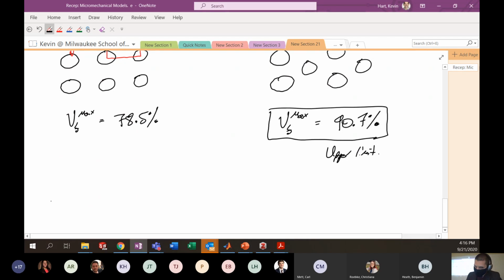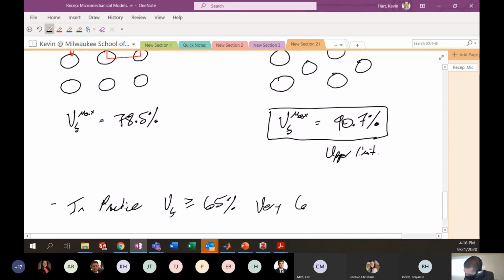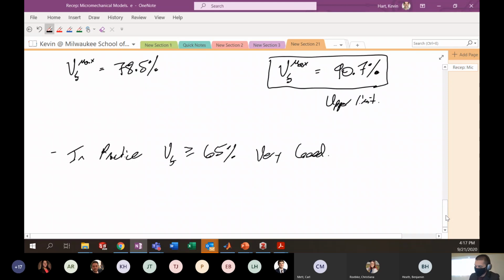Okay? So I'll say here in practice, volume fractions of greater than or equal to 65% are incredibly good. Very good. Think aerospace grade, pieces that go on the Boeing 787. Unidirectional fabric stacked on top of each other, giving you a volume fraction of 65%, are great. Very, very good.